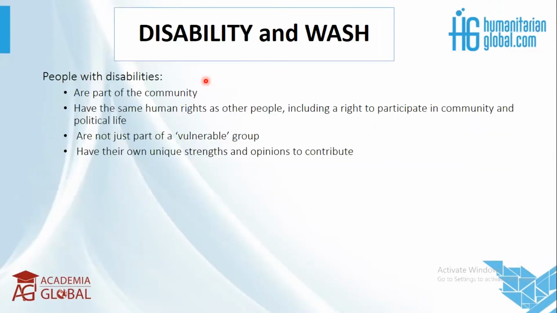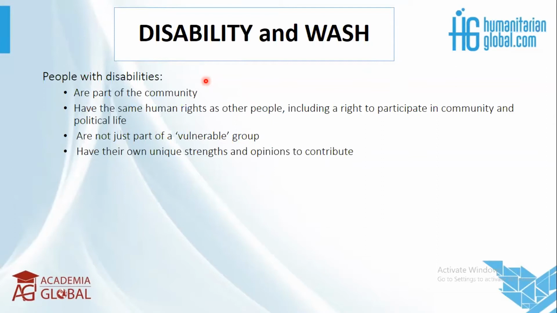Now let's look at disability. As we talked about before, people with disabilities sometimes we look at as part of the vulnerable groups, but they are part of the community. They are part of every community. They have the same rights as other people, and they have rights to participate in community and even political lives. So they're not just part of a vulnerable group, but they are part of a community. They have their own unique strengths, and they also have opinions to contribute.